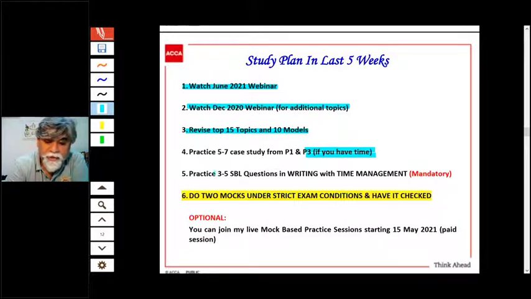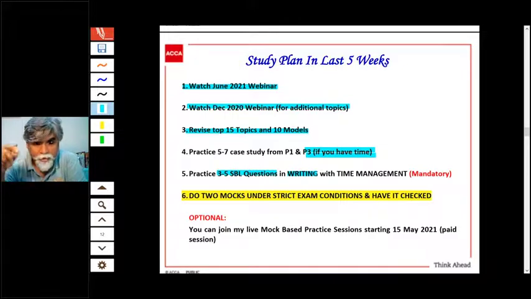Then you must practice at least 3 to 5 SBL questions. And that too in writing. Don't do it mentally. Do it physically on CBE or solve it on a manual paper if you are a manual student with proper time management. You have to solve questions. Examiner always says that students, they don't practice. He can feel it. I can feel it. When I check scripts, and I do check scripts for mocks, I can feel that this student has not practiced. He is amateur, he is immature.